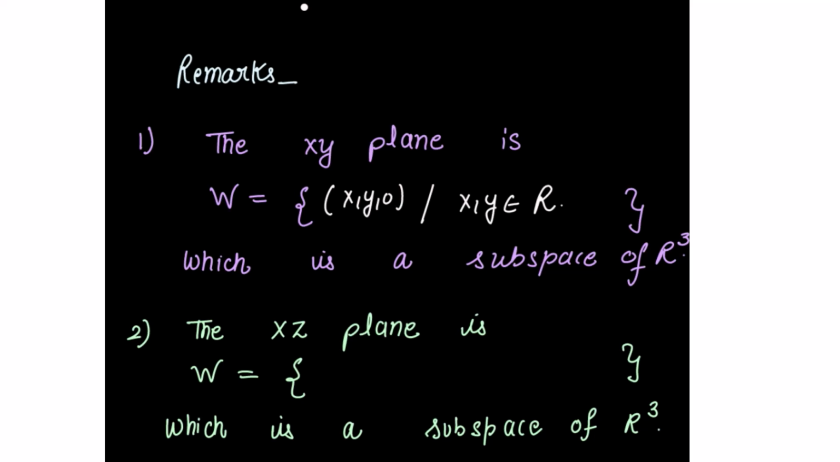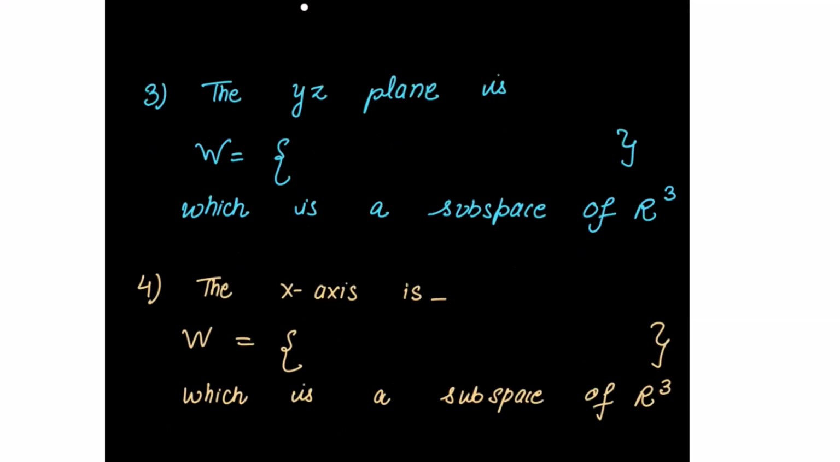Second is the xz plane. For the xz plane, we have the element of the type (x, 0, z), such that x, z belong to the real numbers. So this W is also a subspace of R3. Then we have the yz plane, and the element is of the kind (0, y, z) such that y, z belong to the real numbers. So this W is also a subspace of R3.